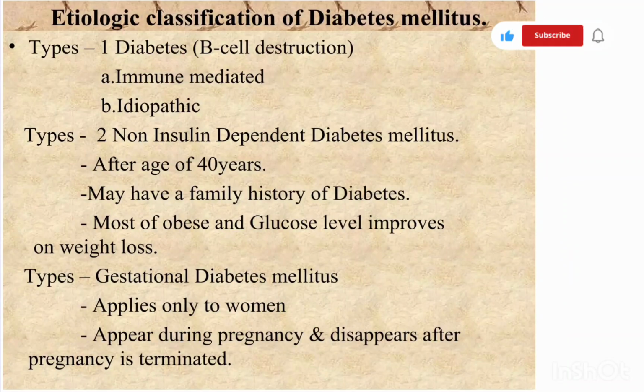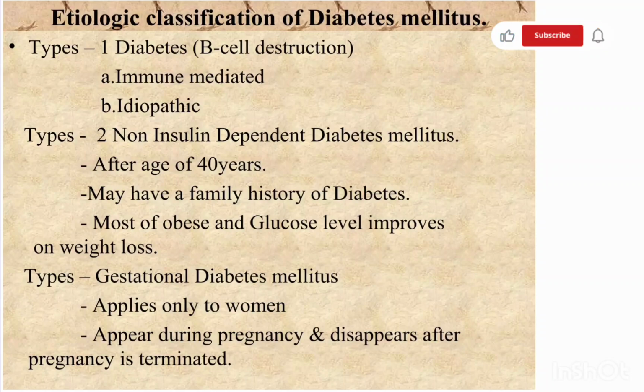Next, we'll see about the diabetes mellitus classification. There are three types of diabetes mellitus: type 1 diabetes mellitus, type 2 diabetes mellitus, and type 3, gestational diabetes mellitus. Type 1 diabetes mellitus is a B cell destruction, which is an immune mediated idiopathic disease, and type 2 diabetes mellitus is non-insulin dependent diabetes mellitus.